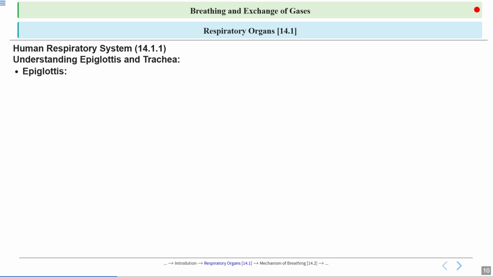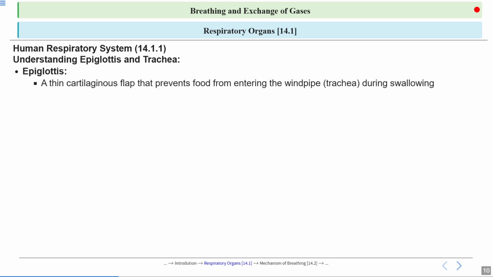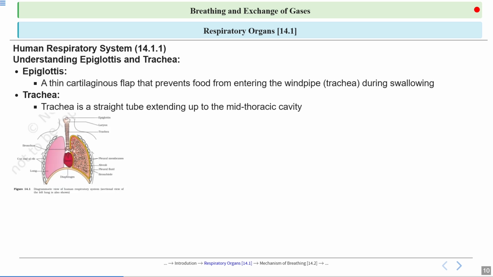Now let's talk about the epiglottis and trachea. In the image you can see the epiglottis and trachea. Epiglottis is a thin cartilaginous flap that prevents food from entering the windpipe during swallowing. So this epiglottis prevents the food from entering into the trachea during swallowing. This is the role of the epiglottis. The trachea is a straight tube extending up to the mid-thoracic cavity. Till where does this trachea extend? Till the mid-thoracic cavity. Here you can see this is the epiglottis, a cartilaginous flap.